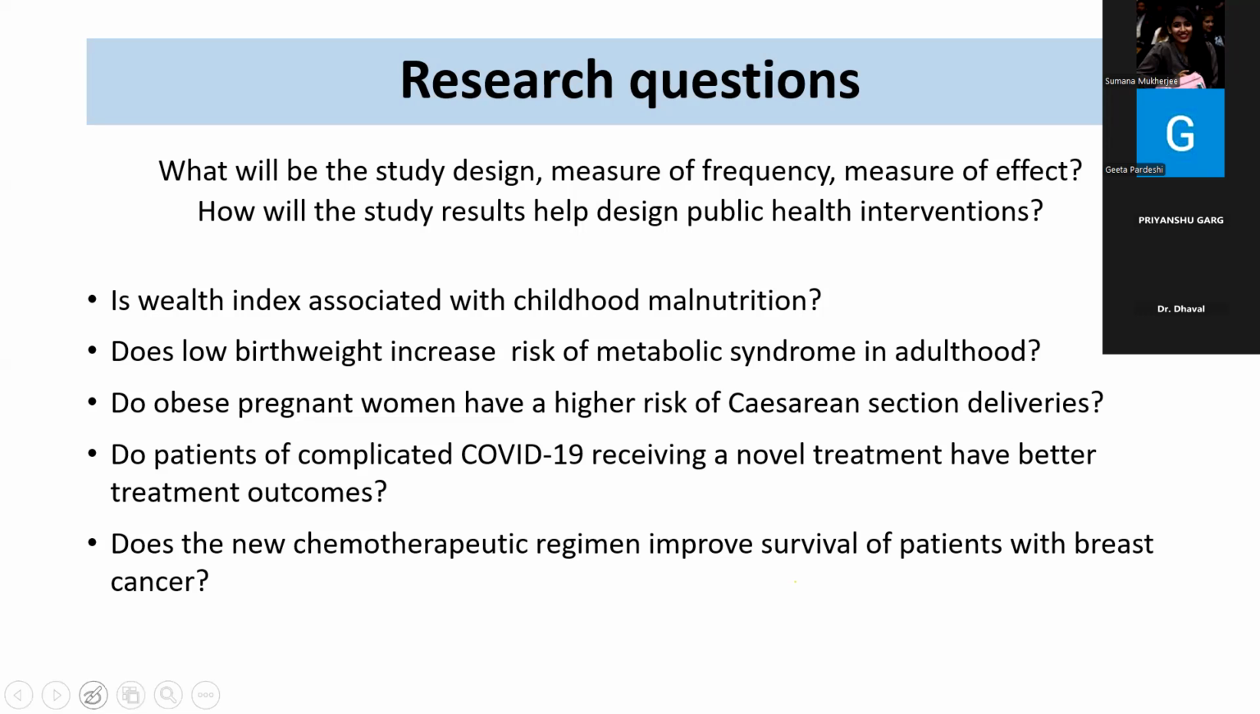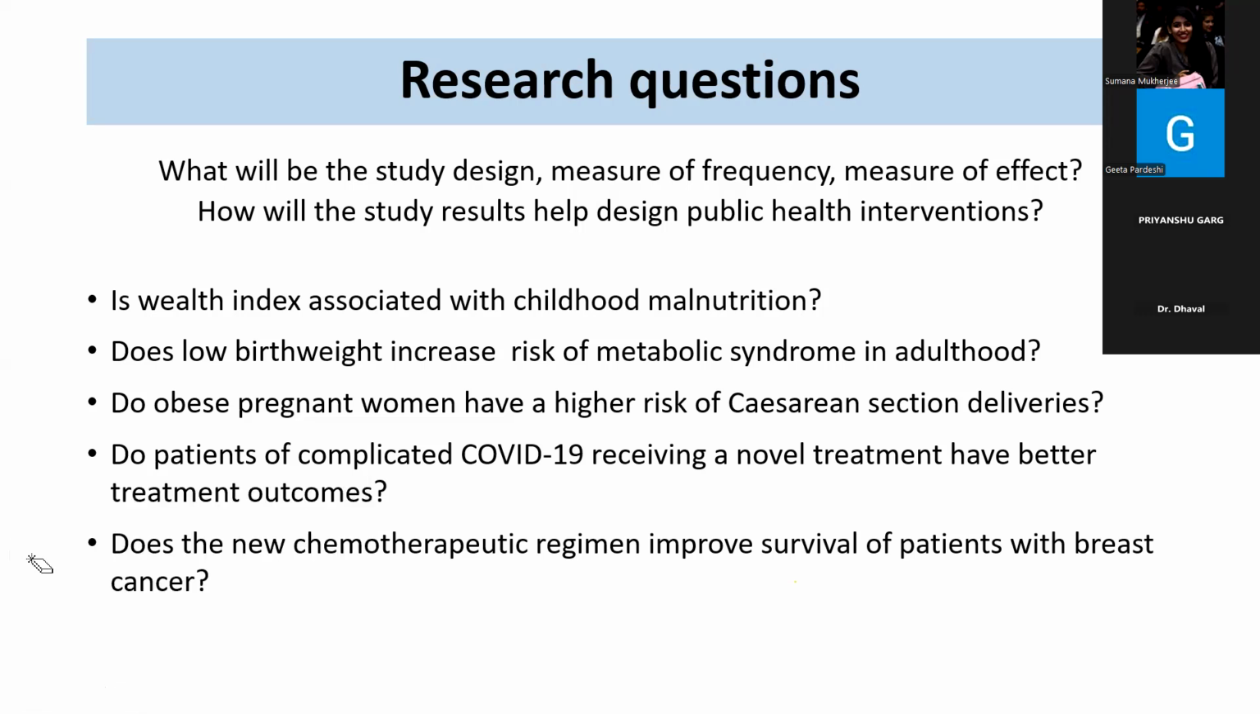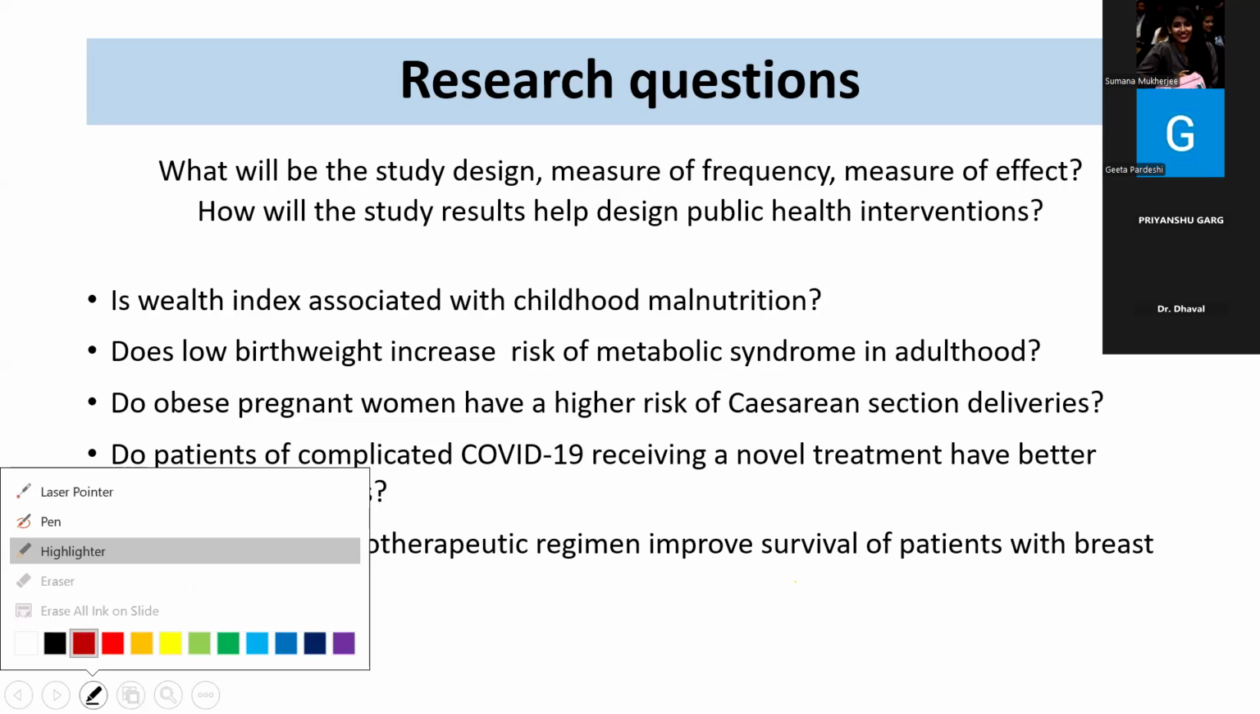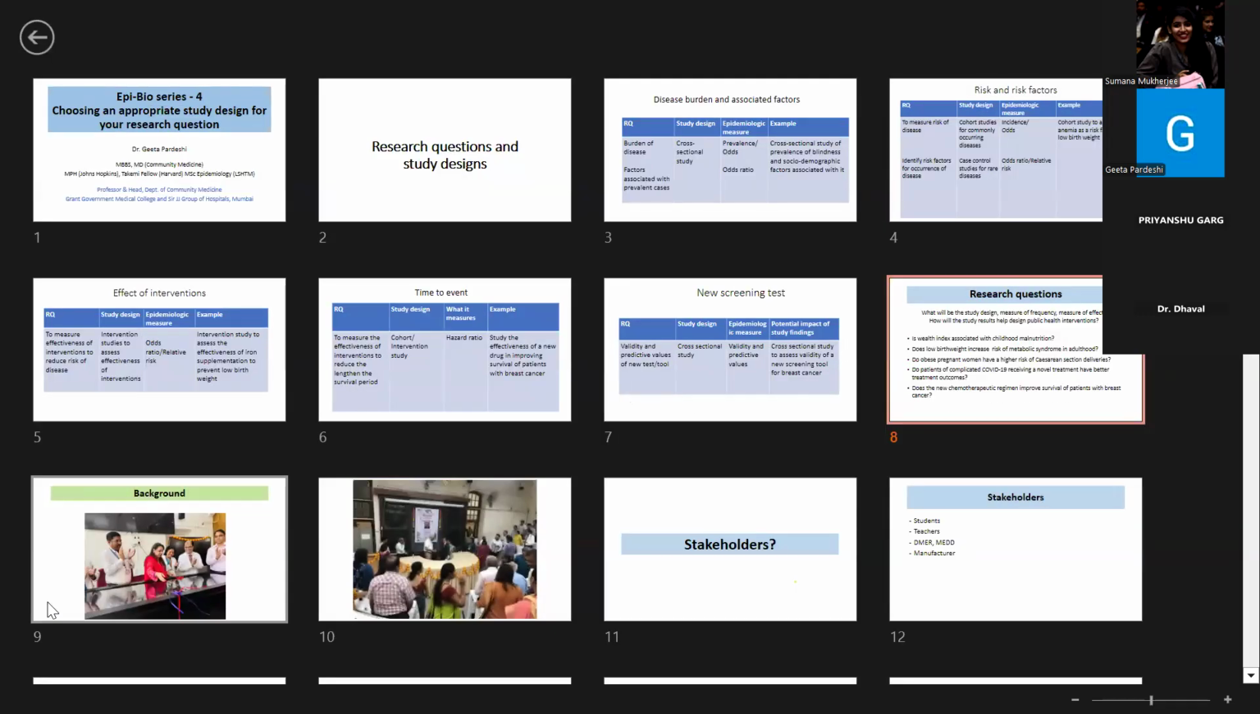So you said cohort study. What is your exposure of interest? Exposure is, ma'am, low birth weight. Right. What is the outcome? Outcome is metabolic syndrome. Correct. So you want to do a cohort study, which means it is a follow-up study, right? Yes, ma'am. So how would you do the follow-up? From where to where? From which point to which point? Ma'am, from exposure to outcome, so from low birth weight to metabolic syndrome.